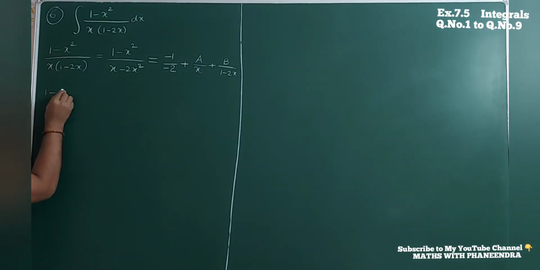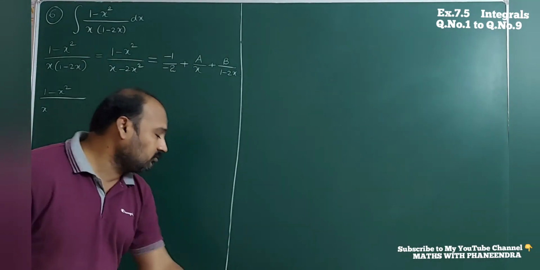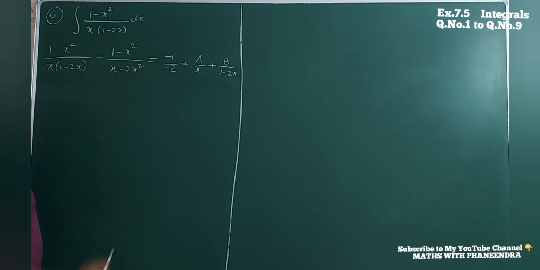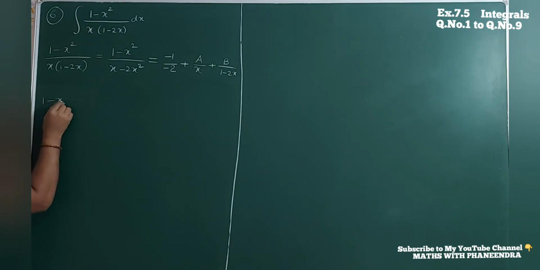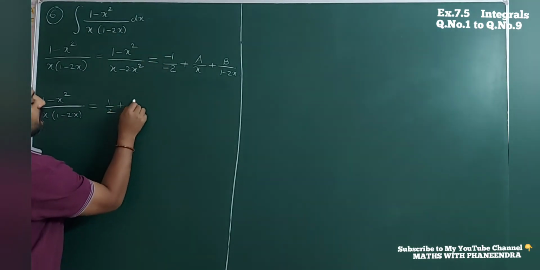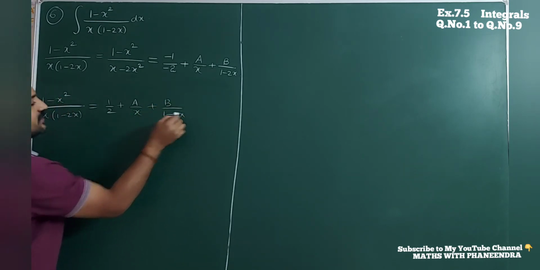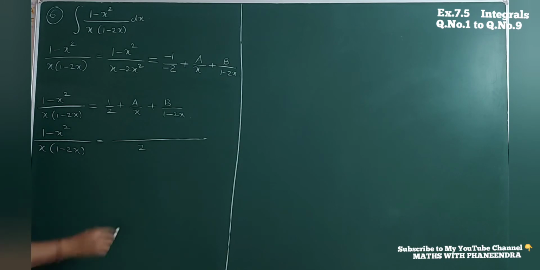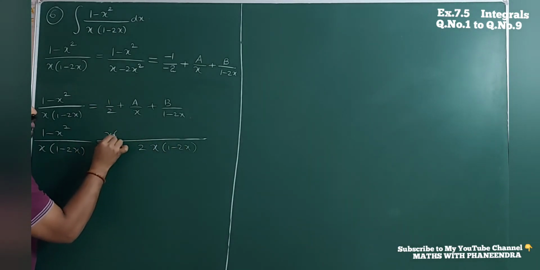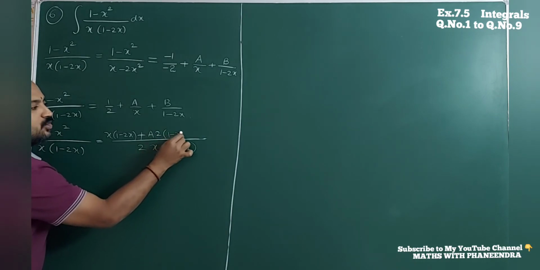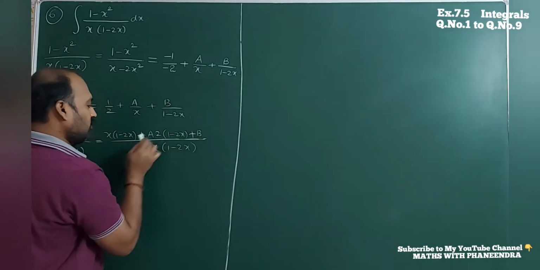So, 1 minus x square by x into 1 minus 2x. For this, you have to consider this value separately: minus 1 by minus 2, which is 1 by 2, as the minus signs cancel. I want the values of a and b. So 1 minus x square by x into 1 minus 2x is equal to 1 by 2 plus a by x plus b by 1 minus 2x. Take the LCM, which is 2 into x into 1 minus 2x. So the 2 gets cancelled: 1 into x, minus, so x into 1 minus 2x, plus a into 2 into 1 minus 2x, plus b into 2x.